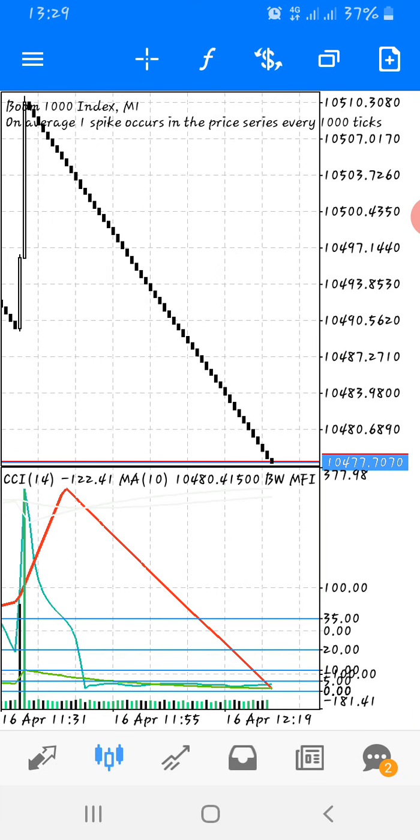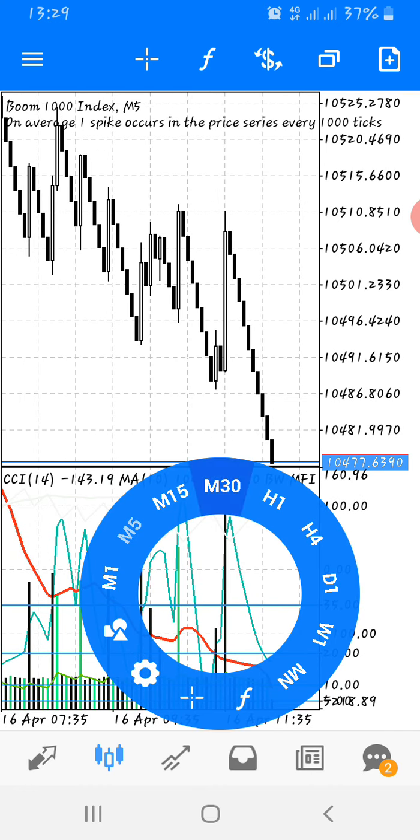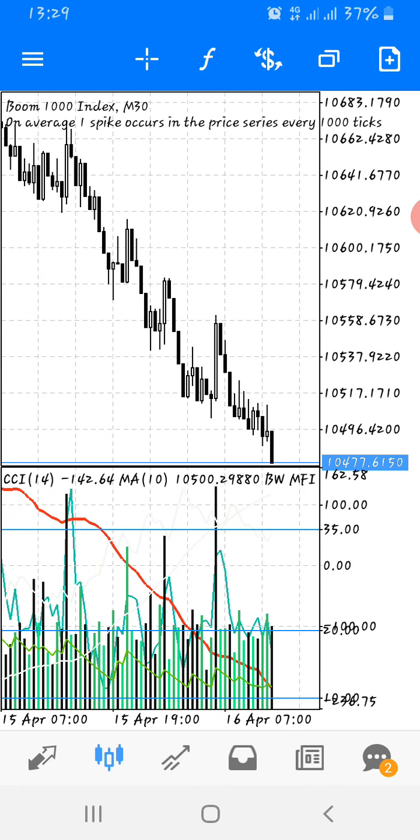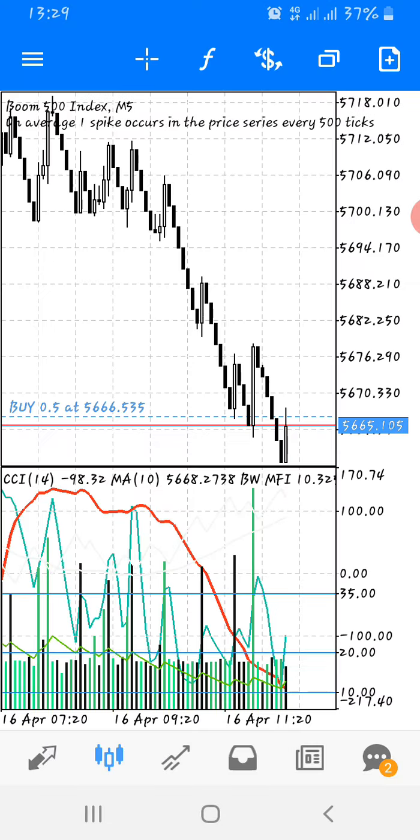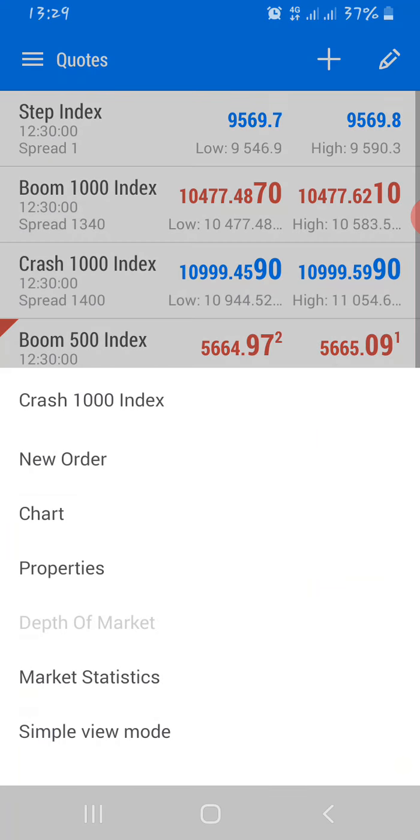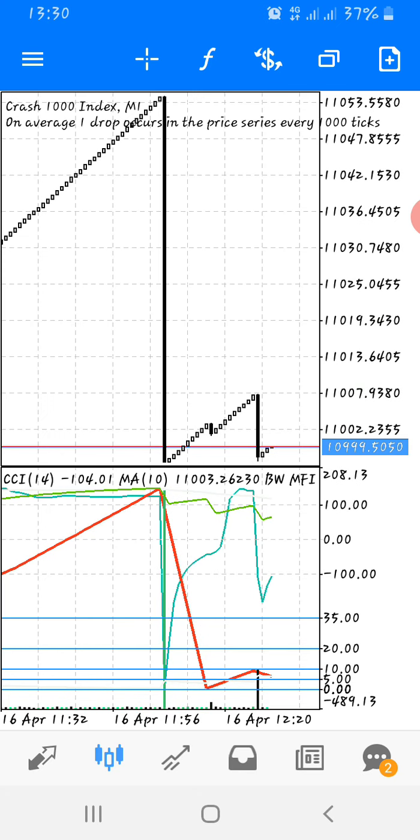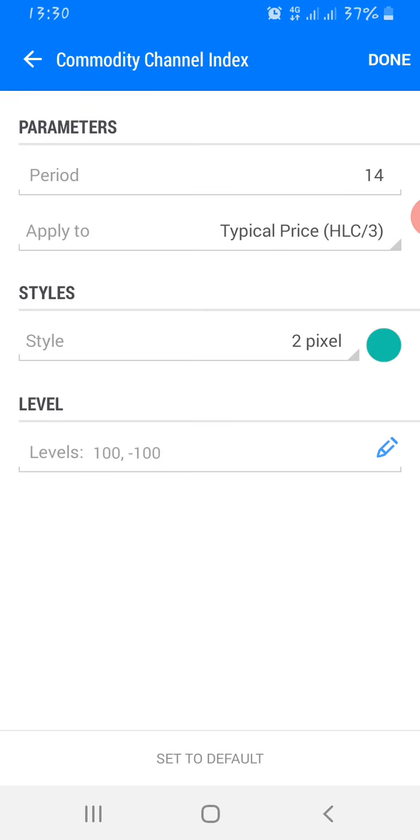Guys, look, we're expecting another spike for Boom 1000 right now. Boom 1000, expecting a spike. Okay, guys, expecting a spike again for Boom 500. So, guys, this is how the strategy works. Each time it crosses above, you get a spike. These are the indicators. You can take a screenshot of it just the way you see it on my screen.